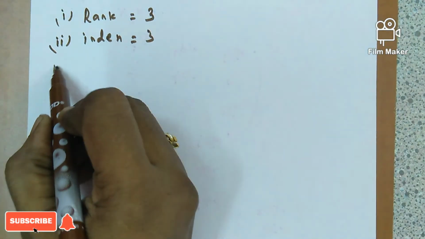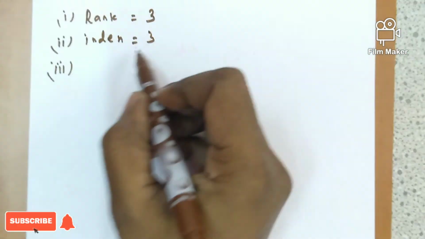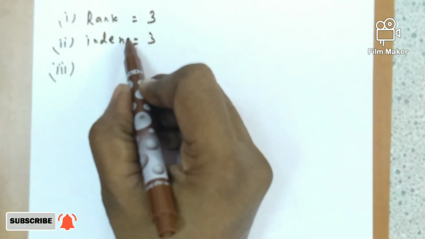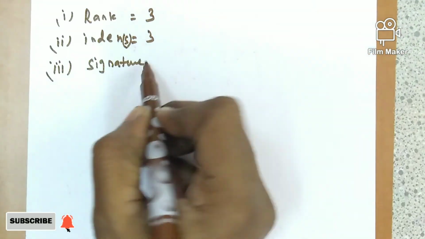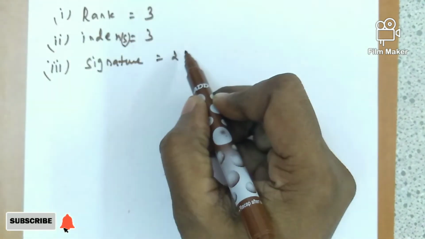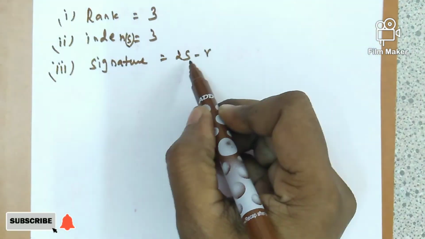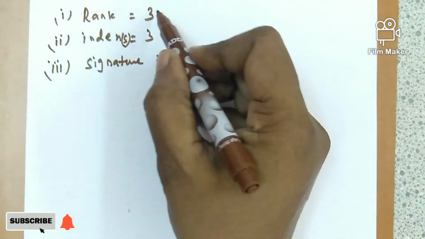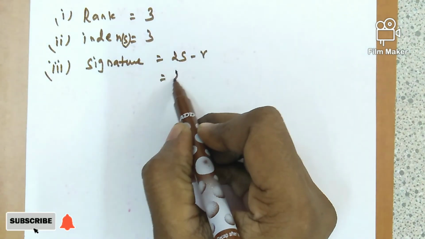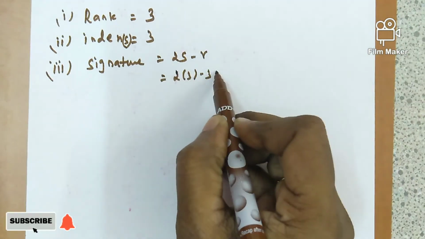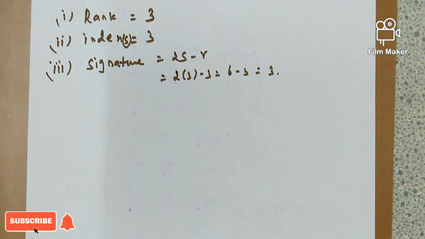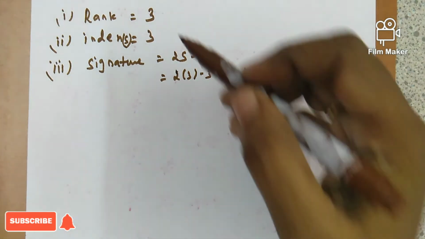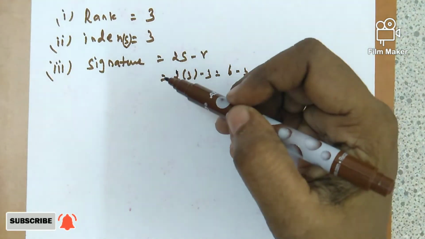Then the third one is signature. The index we denote by the letter s. Now the signature of the quadratic form: the formula is 2s minus r, where s is the index and r is the rank. So 2 into 3 minus 3, that is 6 minus 3, so that is also 3. The signature is also 3. So now we got the answer for rank, index and signature of the quadratic form.